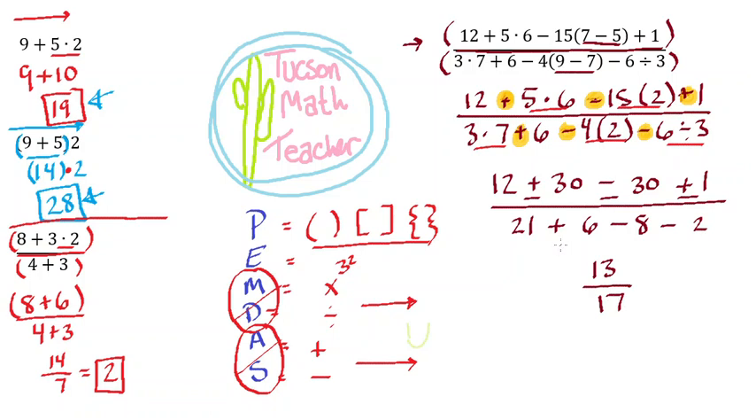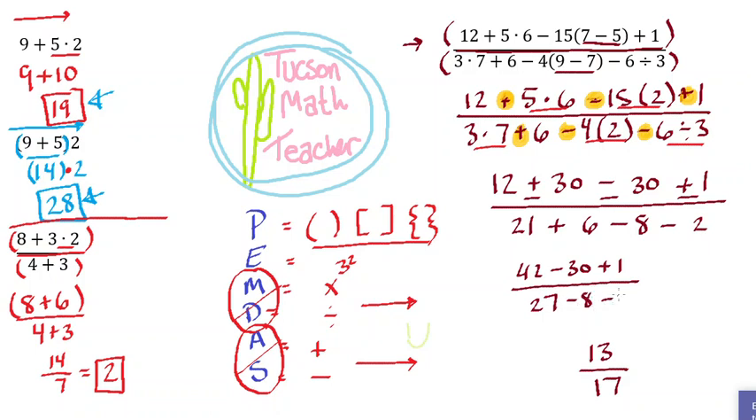I have a suspicion I did that wrong, so here's what I mean. I'm going to go back and show my steps here. Maybe I made a mistake and you can see it and you're yelling at your computer screen, but I'm just going to say, okay, so 12 plus 30 is 42, minus 30 plus 1, and 21 plus 6 is 27, minus 8, minus 2. And then I'm going to do it over to the left. 42 minus 30 is 12, plus 1. And 27 minus 8 is 19, minus 2. And that's 13 over 17. So 13/17 is the answer.